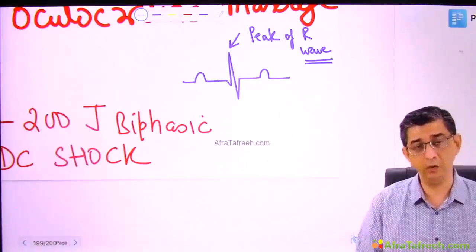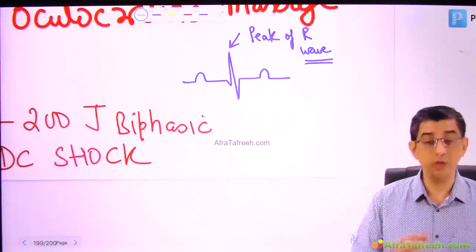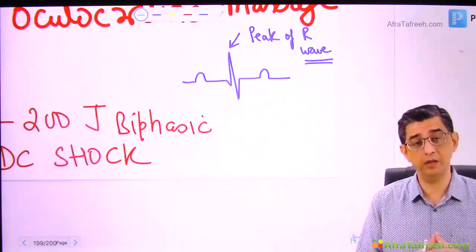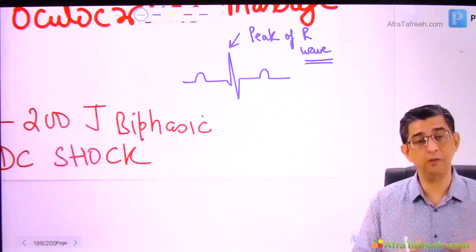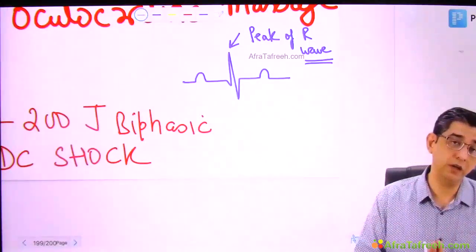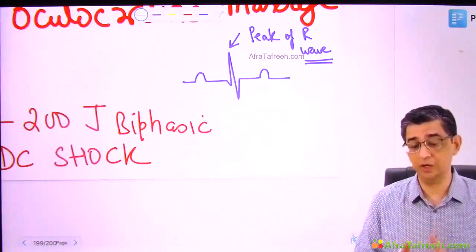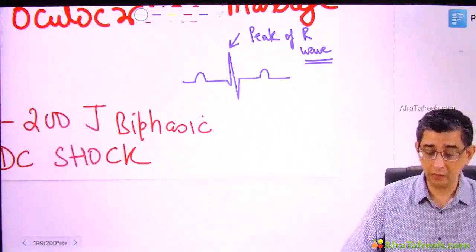In this case, it will be a narrow QRS complex tachycardia, because there is an abnormal contraction. When you give the shock, the abnormal contraction will be terminated, the heart will relax, get filled with blood, and the SA node will take over the activity again. I want to suppress the bad guy. I want to suppress the re-entry circuit by giving electrical cardioversion right at the peak of the R wave.